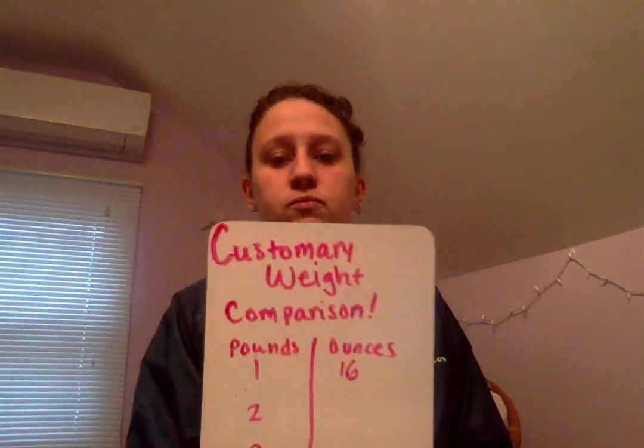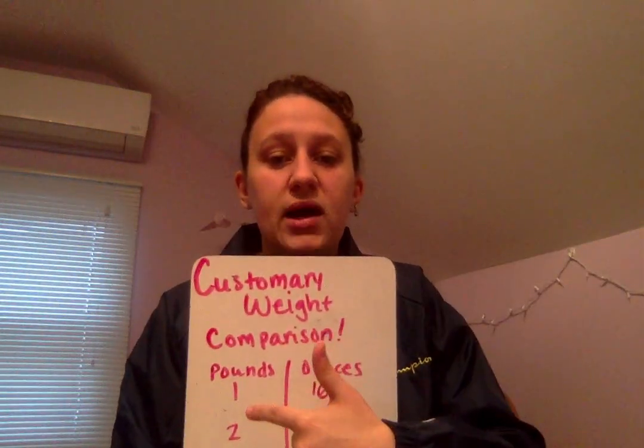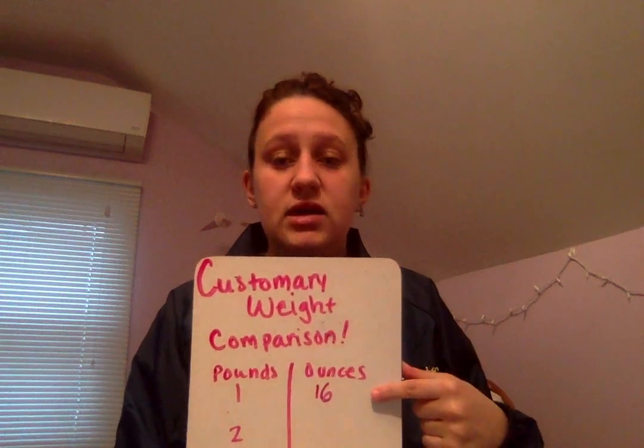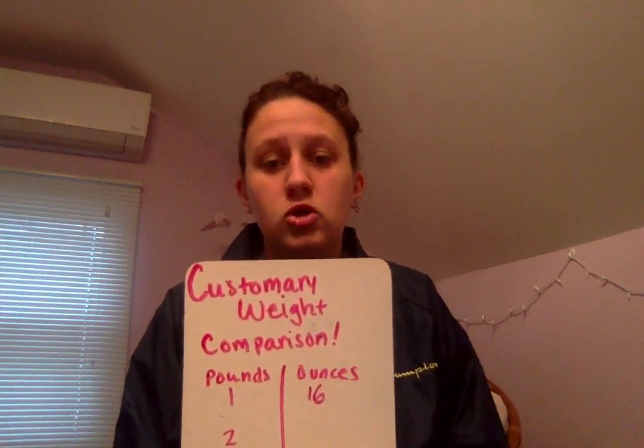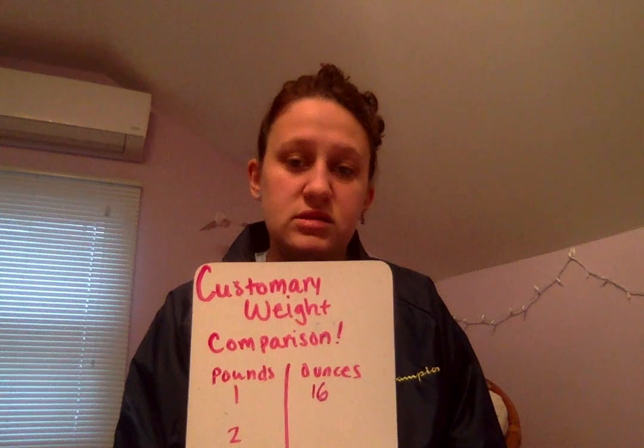So basically, let me tell you this. If you can do length, you can do weight, because they're pretty much exactly the same. The only difference is you're weighing something versus determining how long or high something is. So, if I have 1 pound, it's 16 ounces. Okay. So if I have 2 pounds, how many ounces is that?